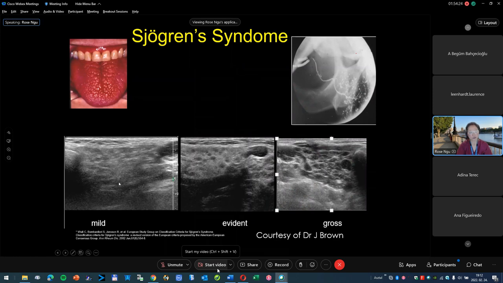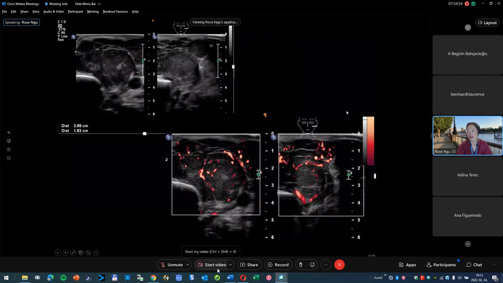What do we see on ultrasound? It goes from mild to evident to gross changes. So you see a heterogeneous honeycomb-like appearance to a prominent gross appearance of the salivary glands. It can affect one gland. It can affect all the glands. It can also produce what we call a punctate sialectasis when you do a sialogram.